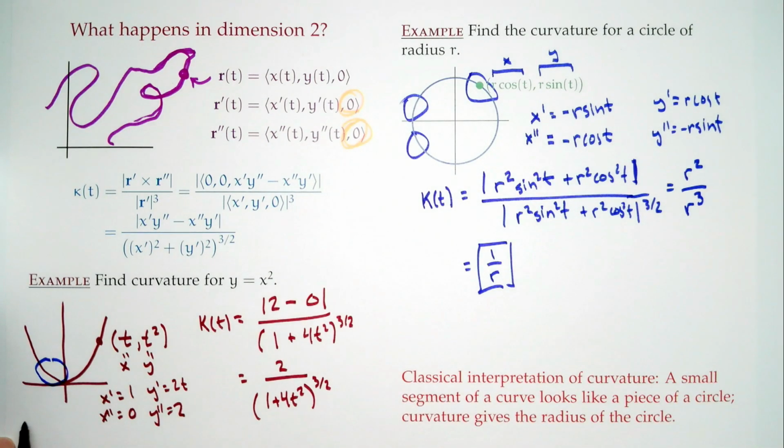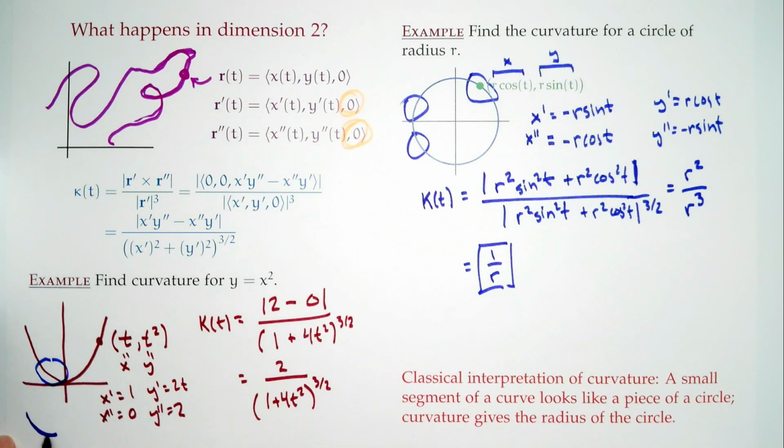Well, if you don't zoom in all the way, it's a little bit bent. There's a little bit of a turn to it, so a small part of it looks like a little piece of a circle. Well, what circle? I need to know the radius, and the answer is you look at the curvature. The curvature is the radius of the circle that the curve looks like if I look at a small stretch of it.